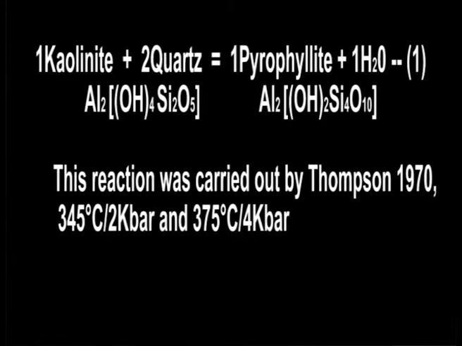Physical condition of metamorphism. The lower temperature limit: the reaction between kaolinite and quartz to form pyrophyllite plus water characterizes the beginning of the Albite Epidote Hornfels facies. The reaction is kaolinite plus quartz gives rise to pyrophyllite plus water. This reaction was carried out by Thomson in 1970 at 345 degrees centigrade 2 kilobar and 375 degrees centigrade 4 kilobar.